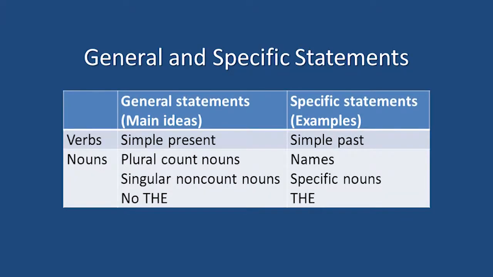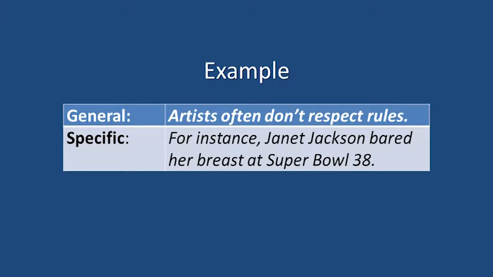However, we usually start paragraphs with general sentences, which we call topic sentences. Look at the grammar of general and specific sentences. We use plural count nouns with no "the" and the simple present very often in general sentences. We often use names and the simple past in specific sentences. Look at the next slide for an example.